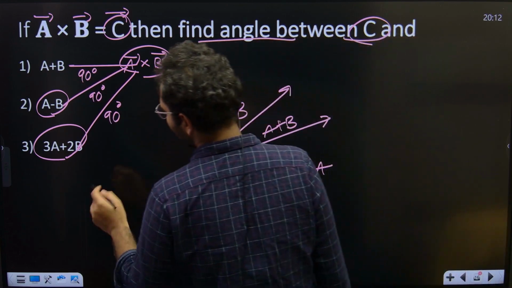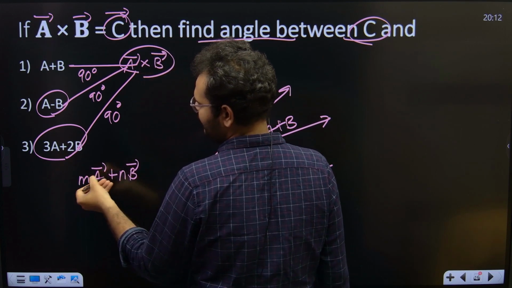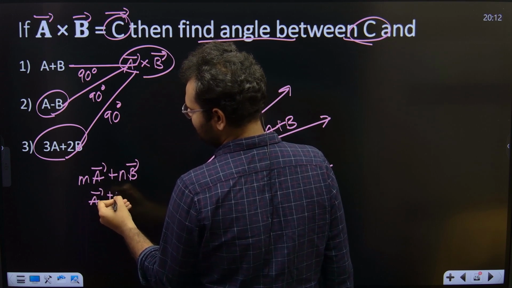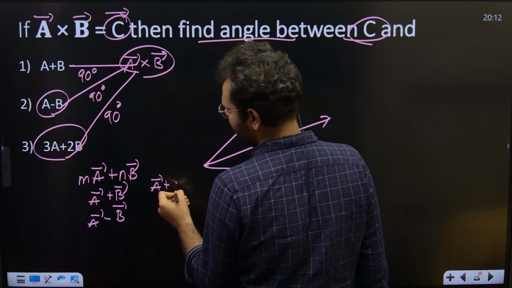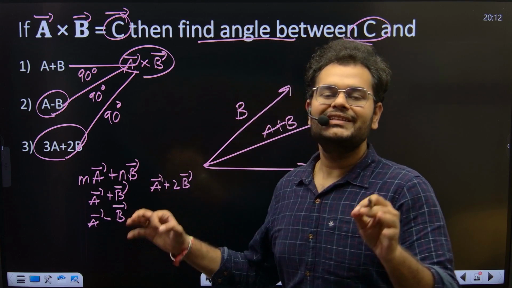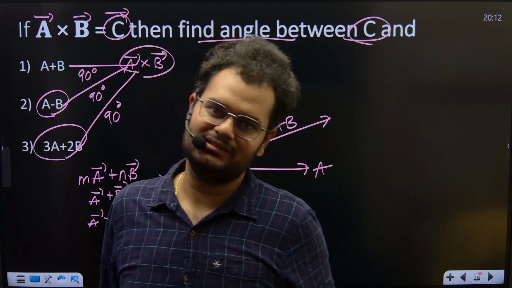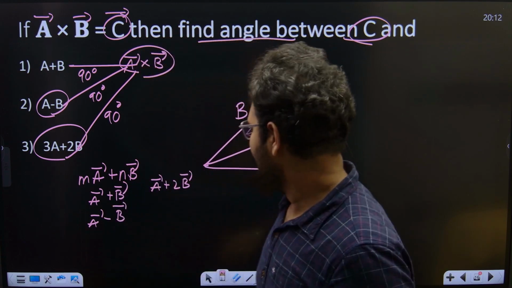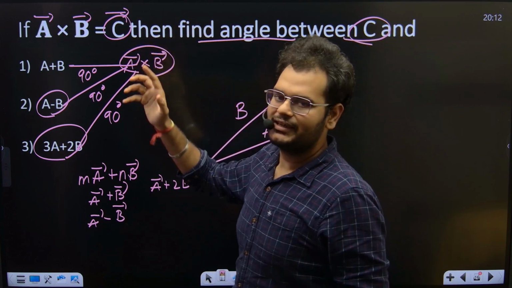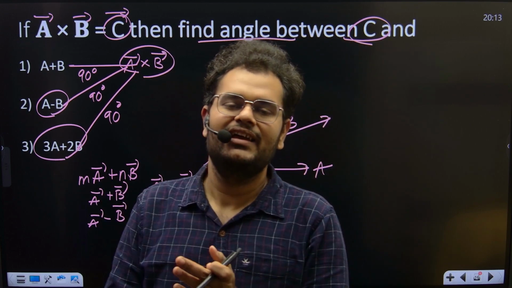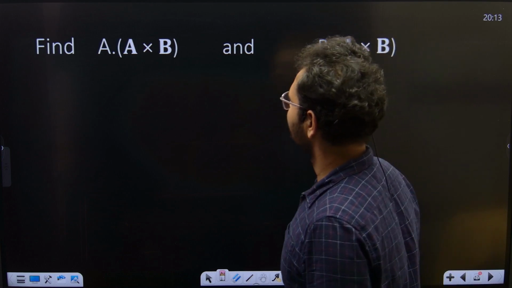Whatever operation you do, if I say M A vector plus N B vector, M and N can be anything, whether it is A plus B, A minus B, A plus 2B, and so on. All these vector additions will lie in the same plane in which A and B are. Somewhere here only, in this plane it will lie, but the cross product, that is the C vector, is perpendicular to that plane. That's why the angle is 90 degrees. Are you getting it? Or only I am getting it?